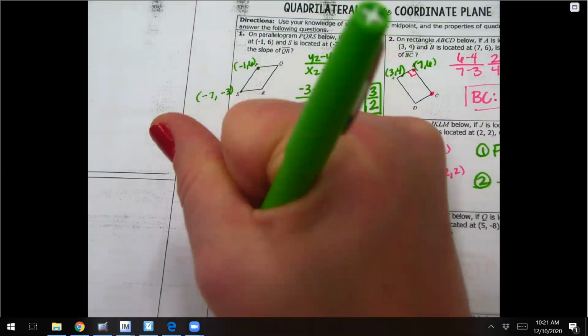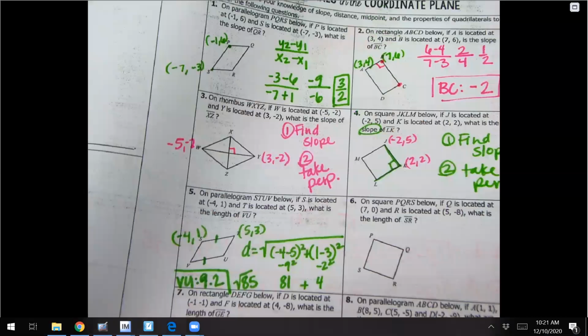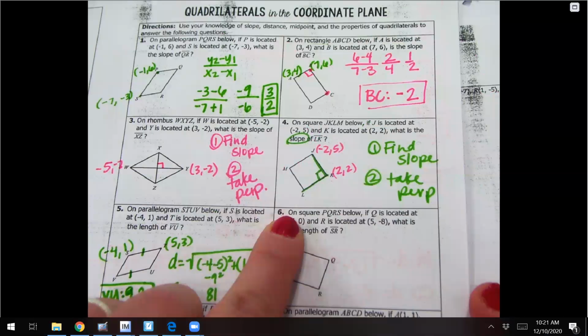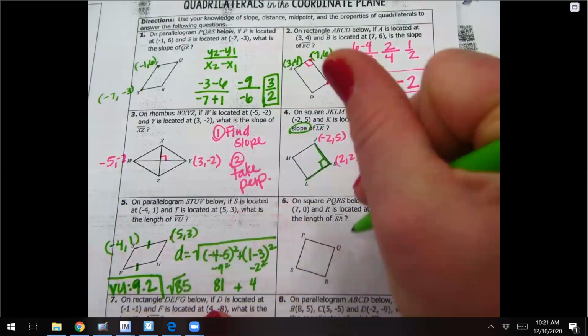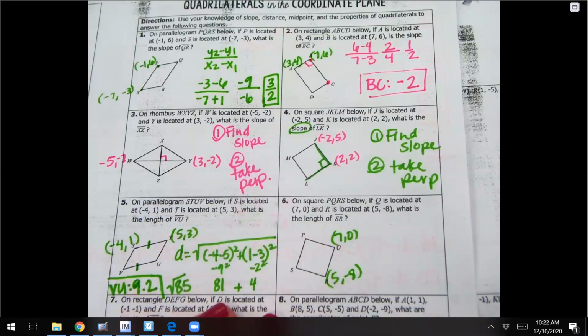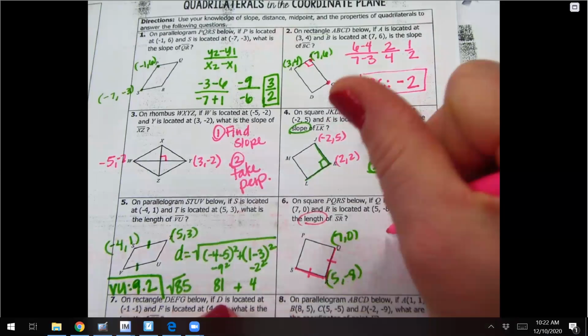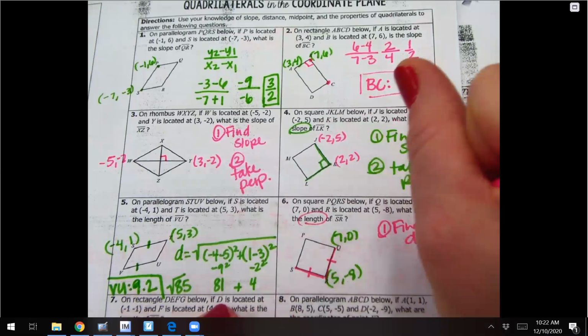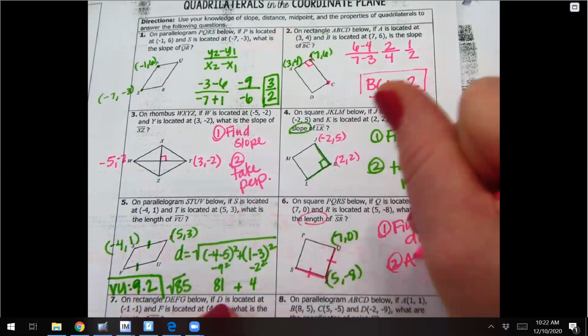Okay, number 6, square. We're dealing with a square. Below, Q is located at 7, 0. R is located at 5, -8. What is the length of SR? What's the relationship between our sides? They do make a 90-degree angle, but we're looking for the length. They're the same. So you just need to find the distance. And then number 2, answer is the same.